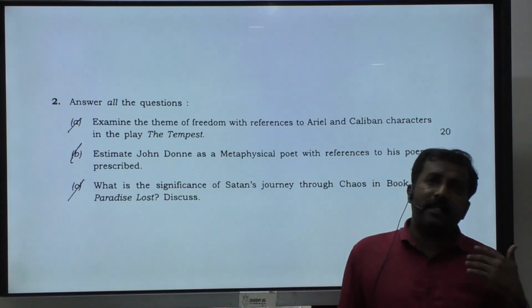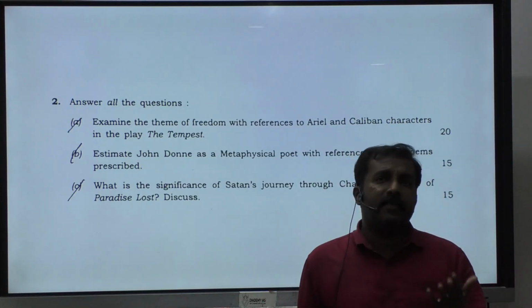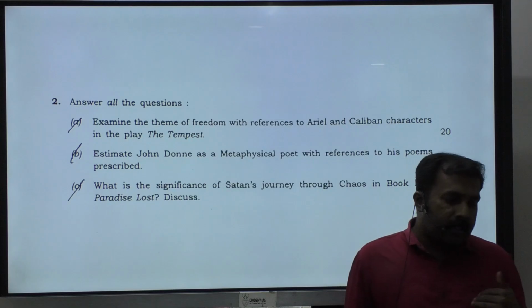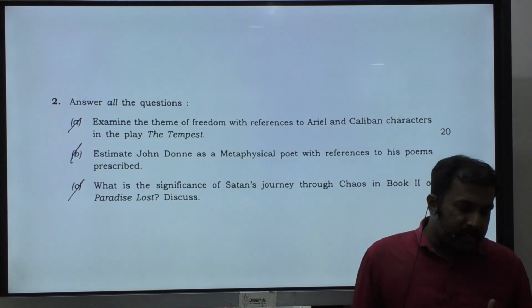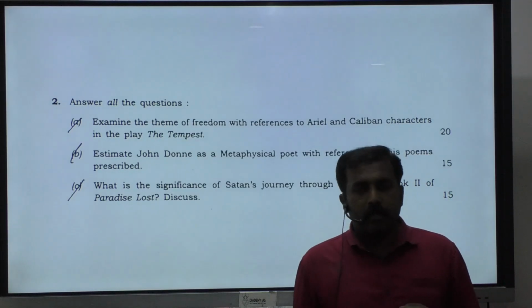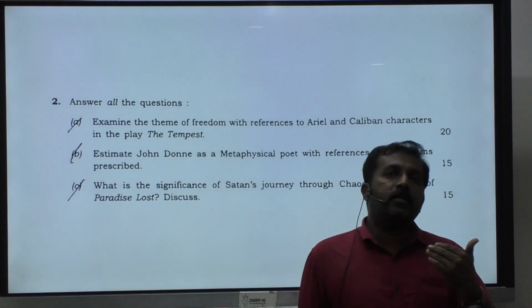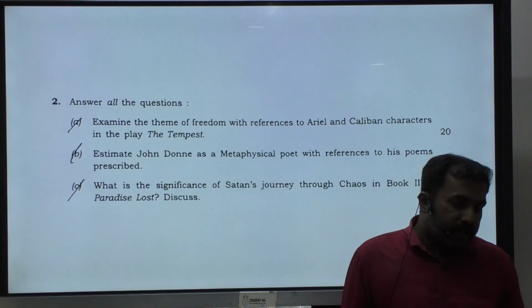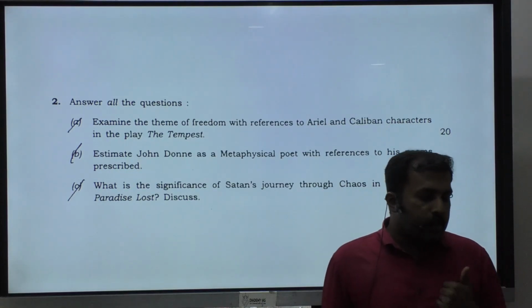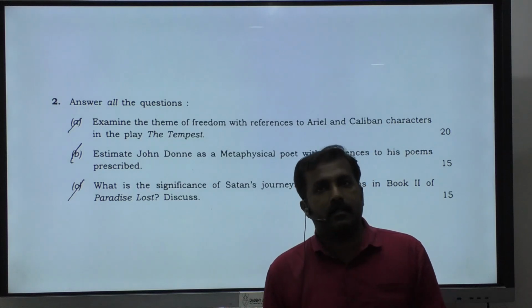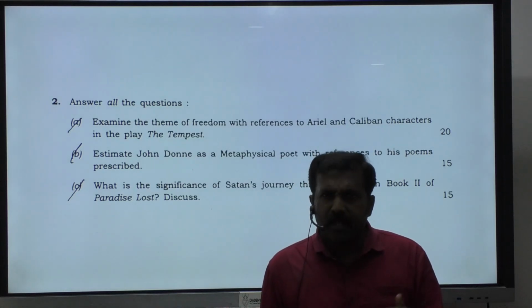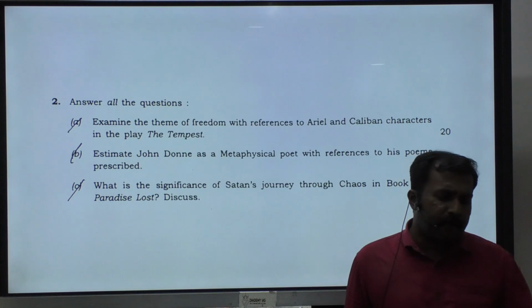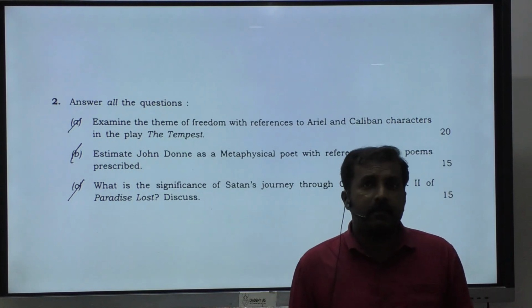And in Death Be Not Proud, how he explained the metaphysical conceit. That is, you have to give it in the answer. And in The Good Morrow, how the poet gives these metaphysical elements, that is, the lover's soul compared to new worlds or hemispheres. All these concepts you have to give with the help of some relevant lines from each.